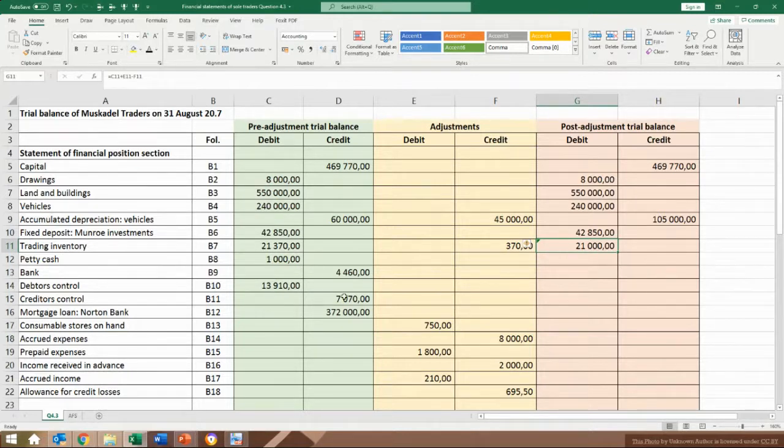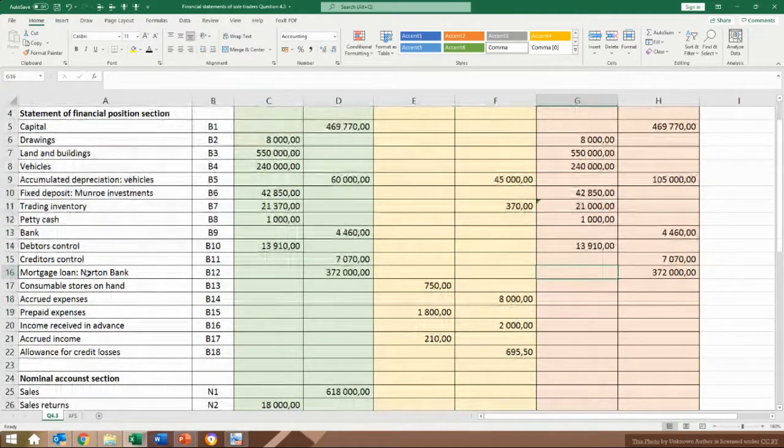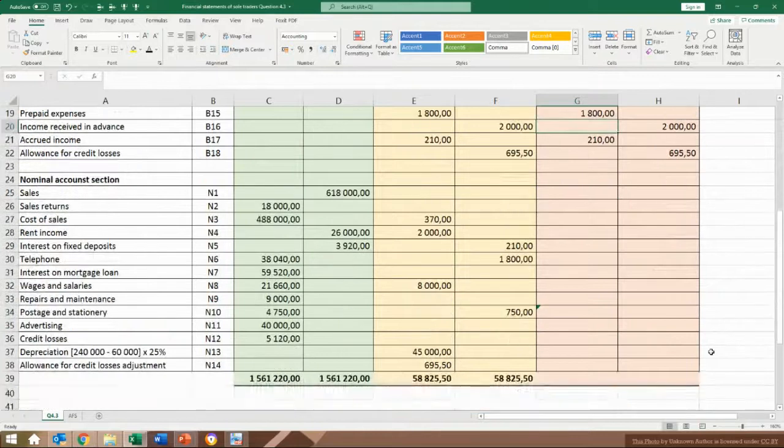Then petty cash, bank, debtors control, mortgage loans, those were all the same, so you would just transfer those amounts to the same side in your post-adjustment trial balance. Then the other adjustments, because they did not have any opening balances, you would just transfer this amount into your new balances, whether it was a debit or credit, and then update that column. So that is your statement of financial position. And then you would apply the same principle for your nominal section.